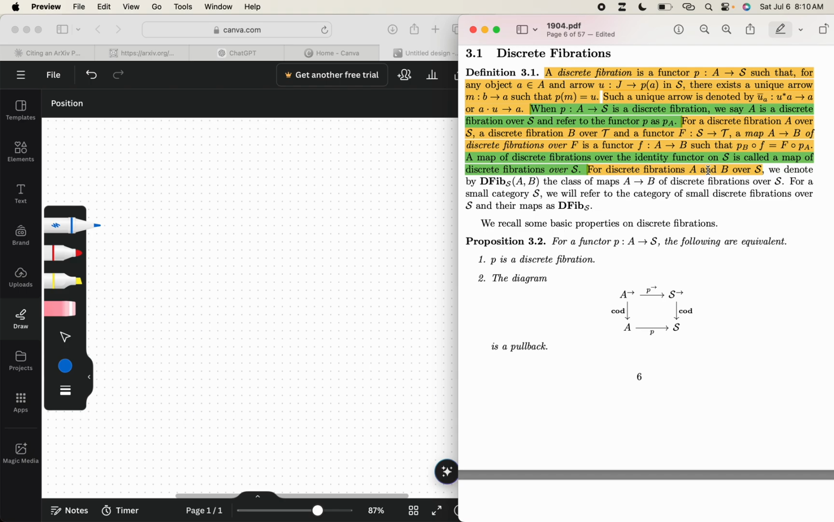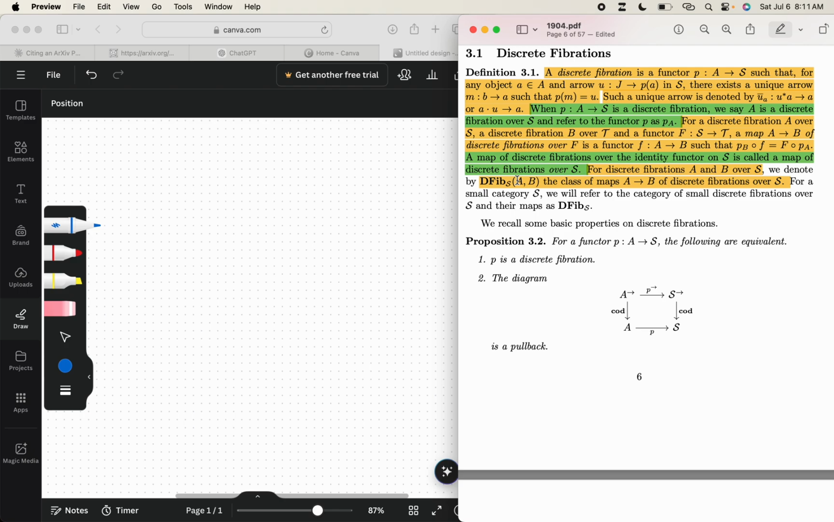I don't know if this is going to become the focus, but I'm considering that what we're actually going to do is take a single category, look at all the different discrete vibrations into that category and the maps between them, and study them in some way. It's going to reveal something interesting. We denote by D fib S A B the class of maps of discrete vibrations over S. I assume you could do some interesting studying of discrete vibrations that don't share the target category, but for the time being, it seems they only set up that definition so they could lead us to study discrete vibrations into the same category.